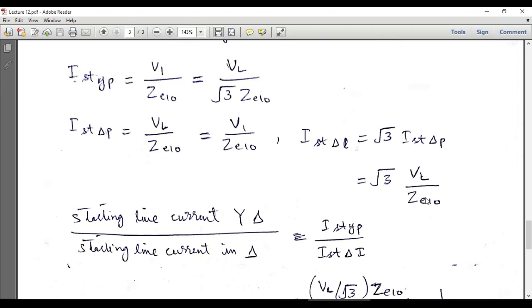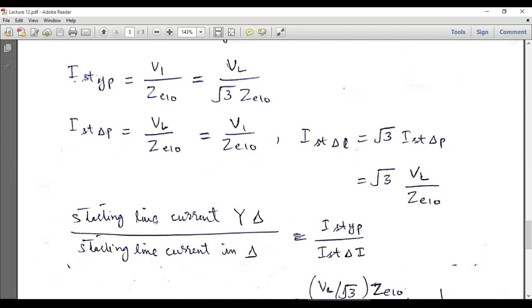So VL divided by ZE10 is actually equal to I star delta P. So I star delta P is equal to VL divided by ZE10. And in star connection, the phase current is equal to the line current, and line current is equal to line voltage divided by square root 3 times impedance.